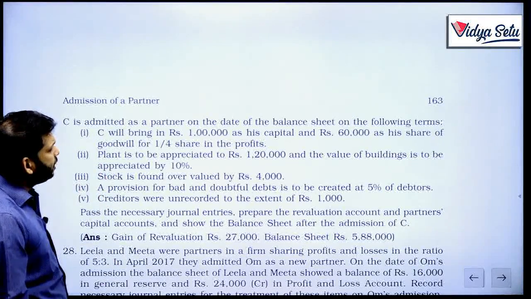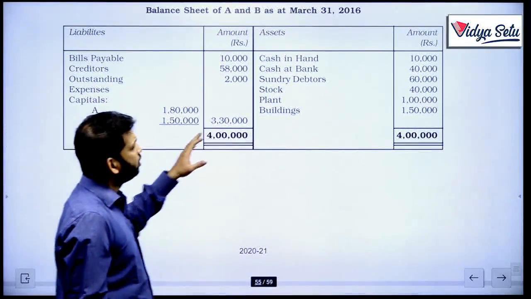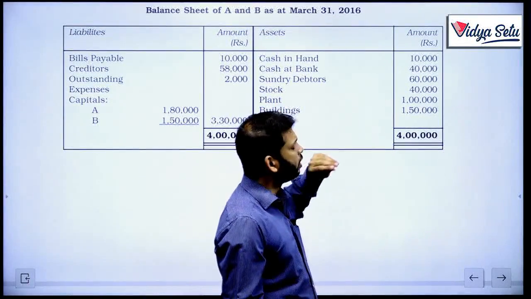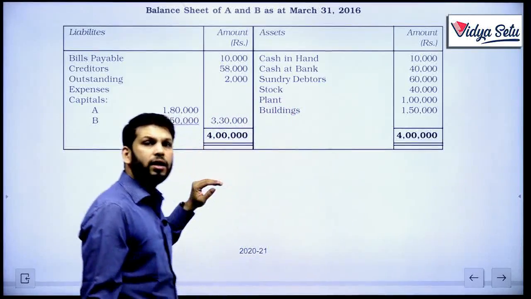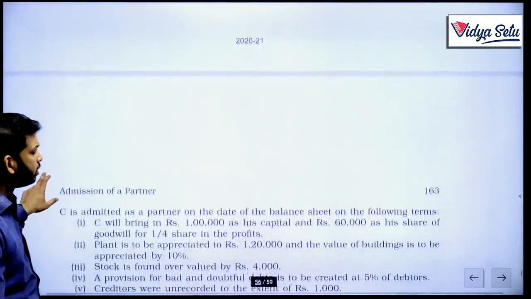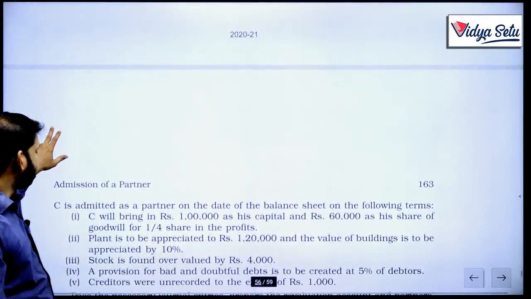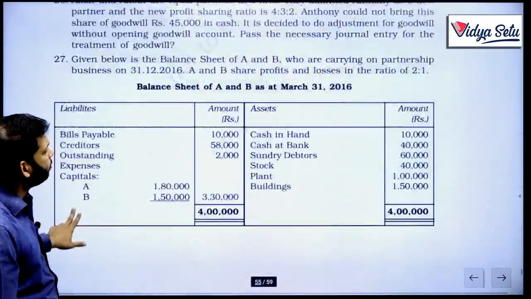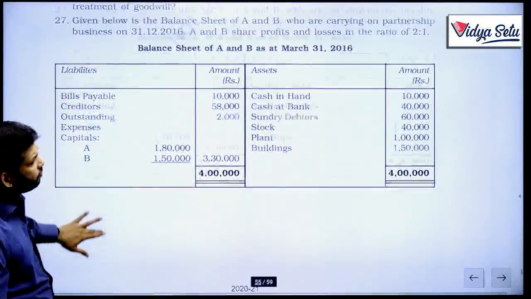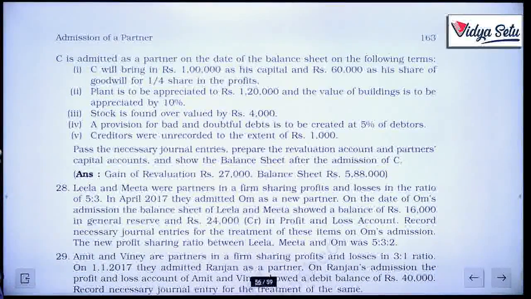Plant is to be appreciated to 1,20,000. So see, plant is 1 lakh right now, so 20,000 is the revaluation profit, on the credit side. Then the value of building is to be appreciated by 10%. So building 1,50,000, 10% is 15,000. That too on the credit side of the revaluation.